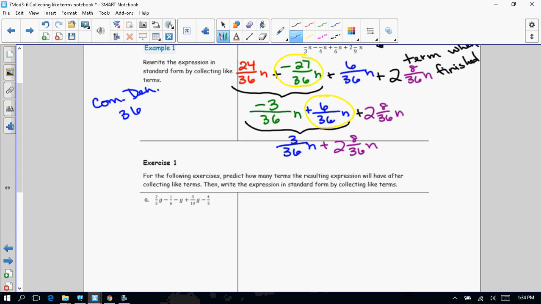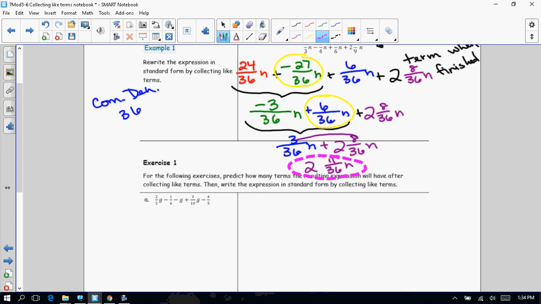And now I can just add those. When I add that, the 2 stays as is. And then I'm just going to add the 8 and the 3. 8 plus 3 is 11 over 36n. Final answer. Boom. The fractions are not as bad as you think.